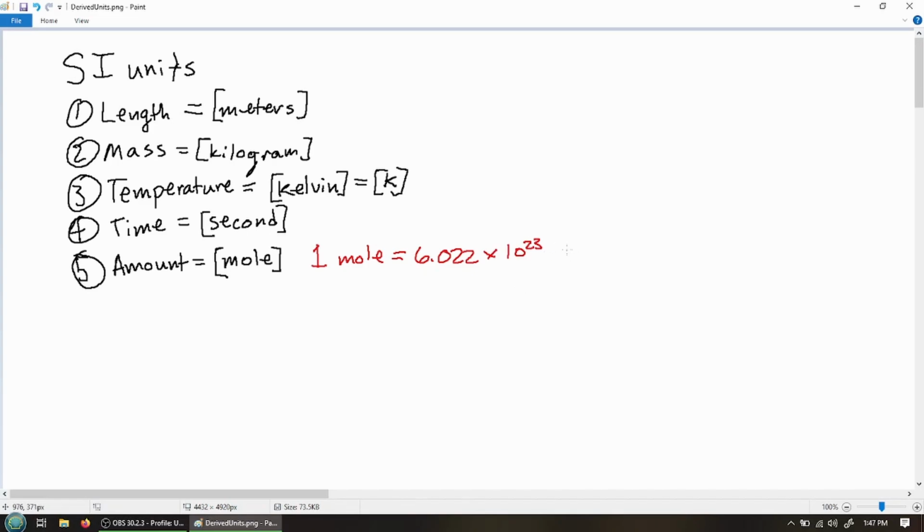We will often call this Avogadro's number, or you may hear it called Avogadro's constant. But this is a common name that you'll hear for this, and it usually takes the symbol capital N sub A.